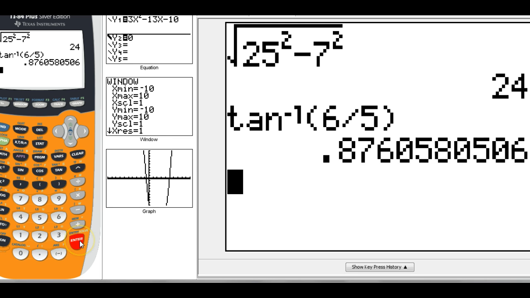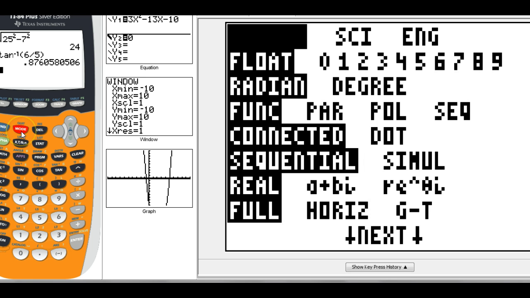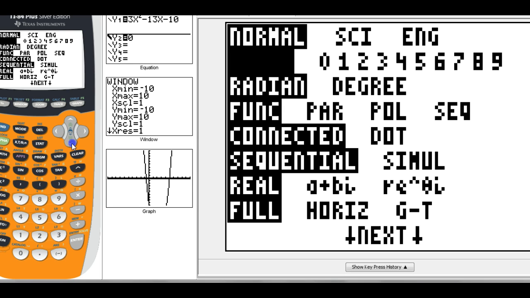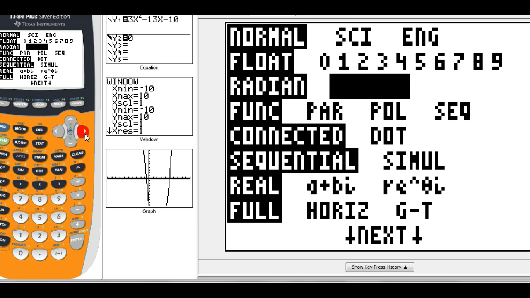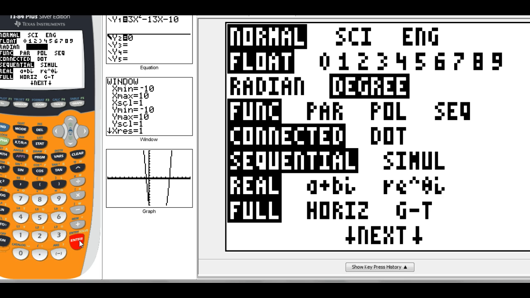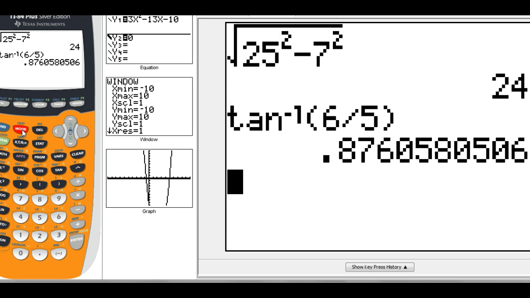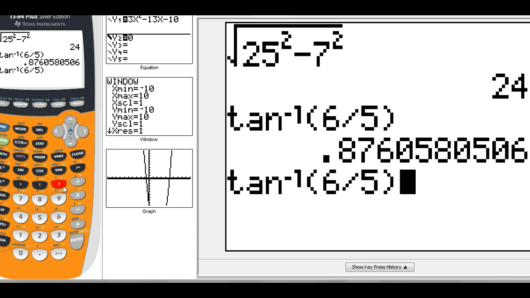And if you get this answer, 0.87, then your mode's in the wrong value. If your mode's in radian measure, as this calculator is, you're going to get a measure that doesn't make sense. We want to measure in degrees. So hit your mode button, go down until the degree is highlighted, and press enter. Now go second quit. And if I want to do this again, second function tangent of 6 divided by 5, here's what we should get.